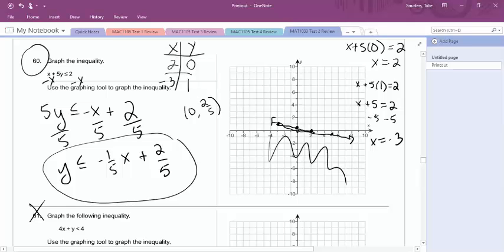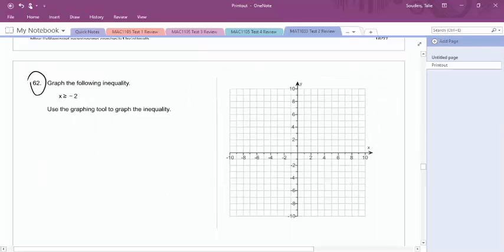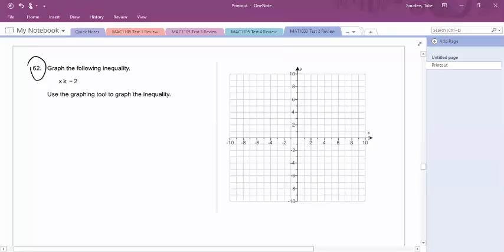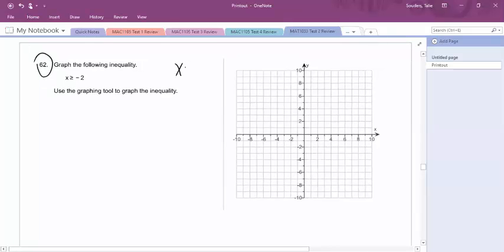If you plugged in the point 0, 0, you would end up getting that 0 is less than or equal to 2, which does work. That would be a yes. So you would have to shade the part of the graph that includes 0, 0, which is the below part. Okay, so it works either way. Let's pretend for a second that it was the equation x equals -2. So let's pretend there's not an inequality there. How would you graph x equals -2?